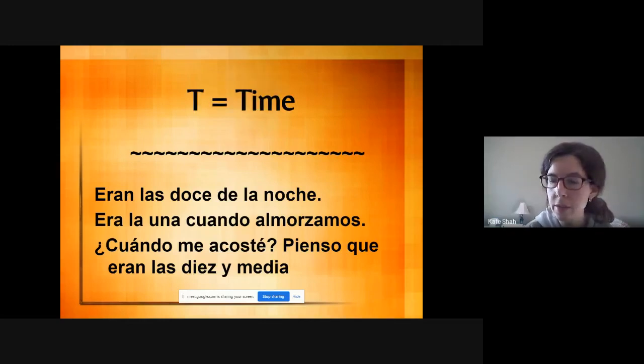Telling time is another use that we went through when we were together in class. This is another way to set the scene. Eran las 12 de la noche. It was 12 o'clock at night. Whenever you're going to tell the time of what time it was, you're always setting up that something is going to interrupt it. So if you're going to tell the time, you have to use the imperfecto.